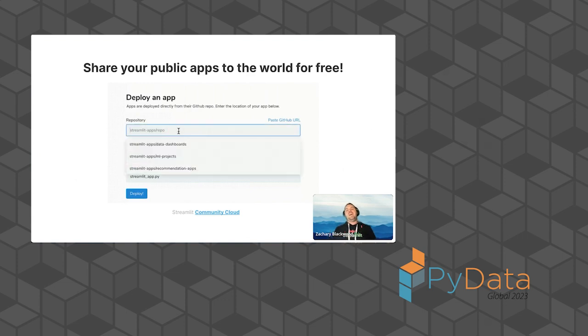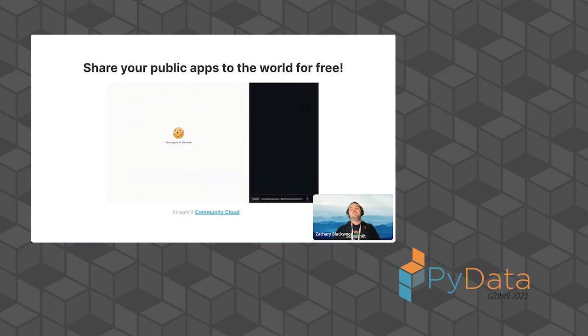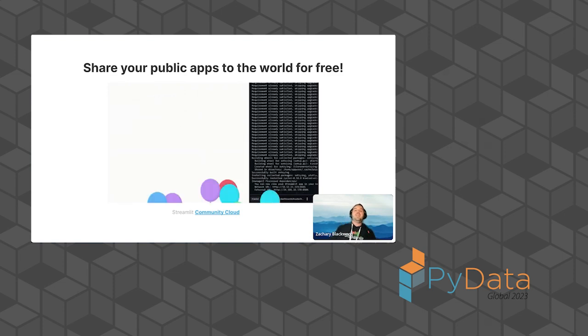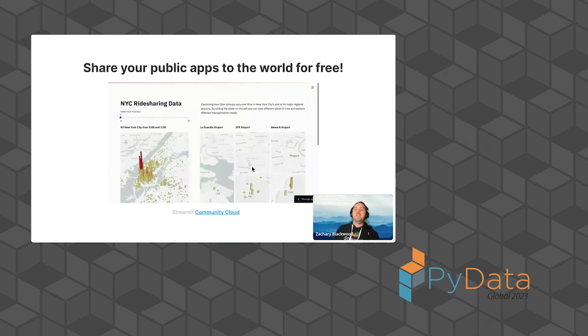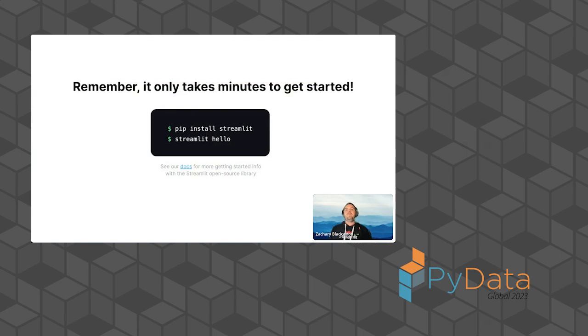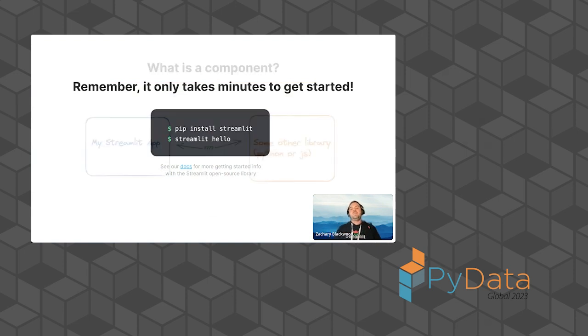Another thing that Streamlit has for you is a place to host your apps for free. It's called Community Cloud, and you can take your app that's in a GitHub repo, and with a few clicks, you can have it hosted in a place you can share with the world. But if you want to just get started locally, you pip install Streamlit and run streamlit hello.